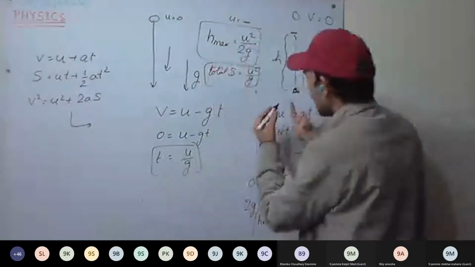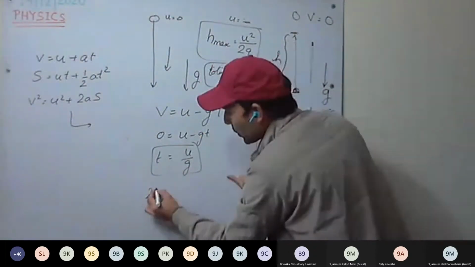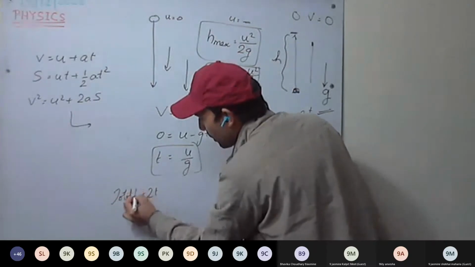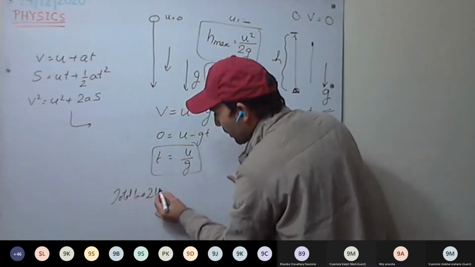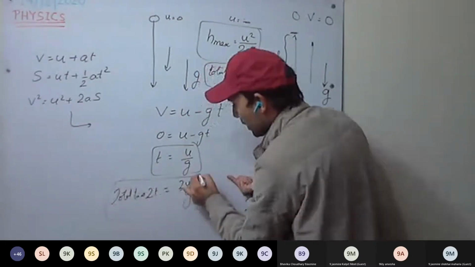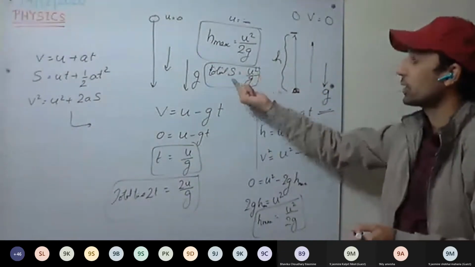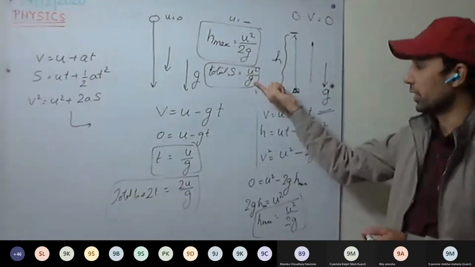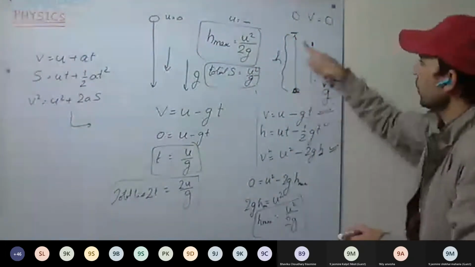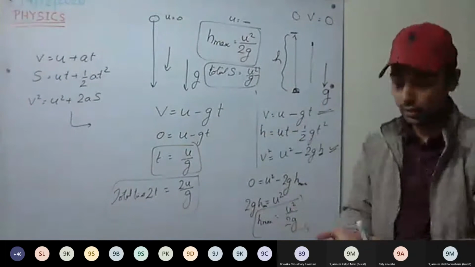And the total time for the journey, that is reaching the top and coming back, will be 2t, the total time. It will be 2u upon g. Okay. So see here, the total distance covered is u square upon g, and the total time taken is 2u upon g. That is going up and coming down. This is clear. Any doubt you have, you can ask.